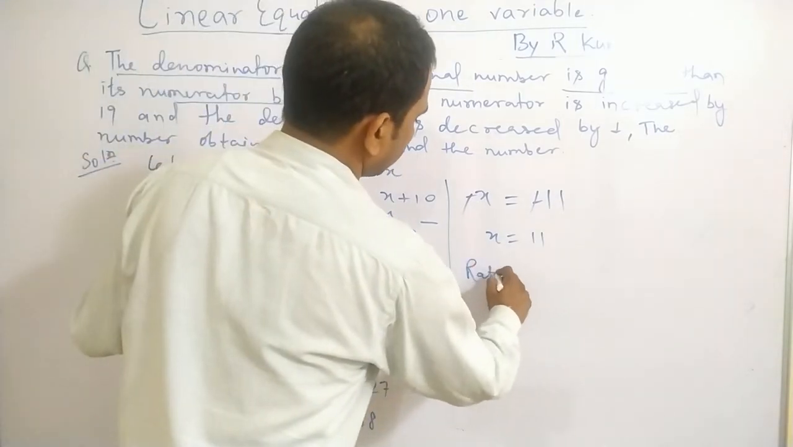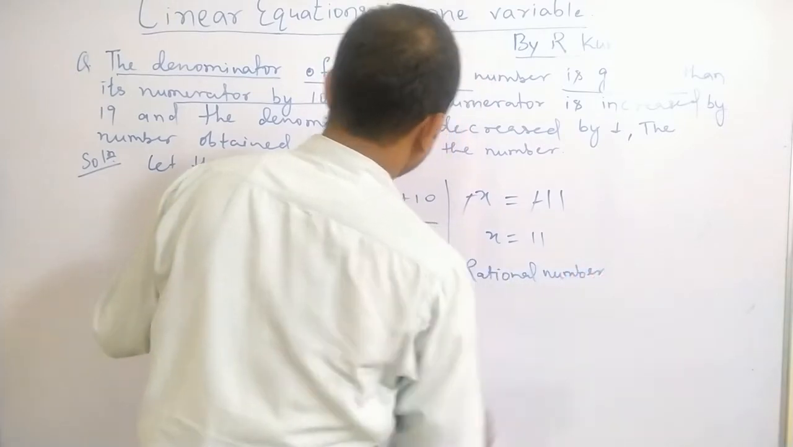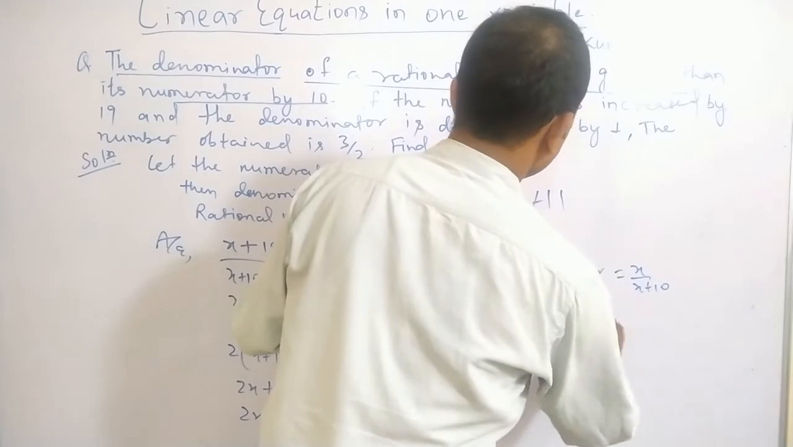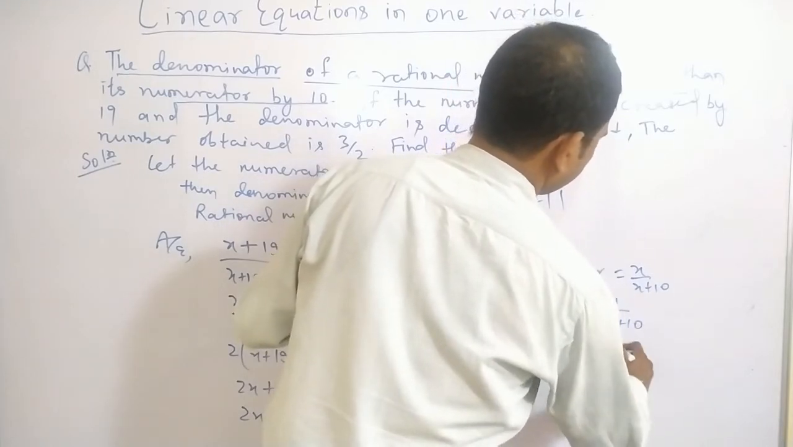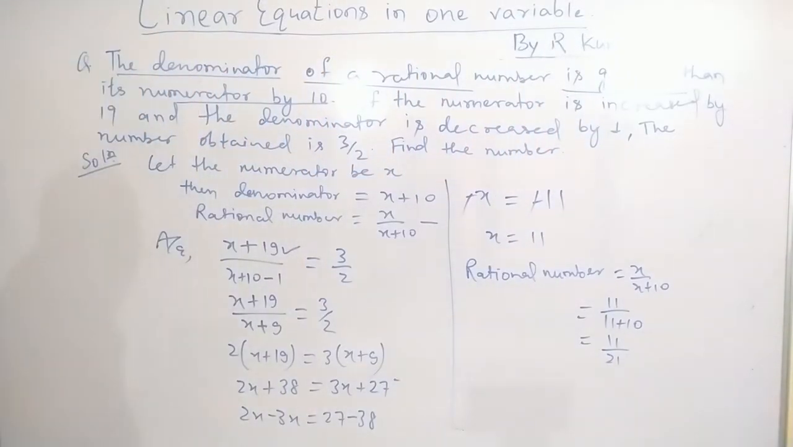So the rational number we have is x by x plus 10, which means 11 by 11 plus 10, equals 11 by 21. So here you are getting the answer.